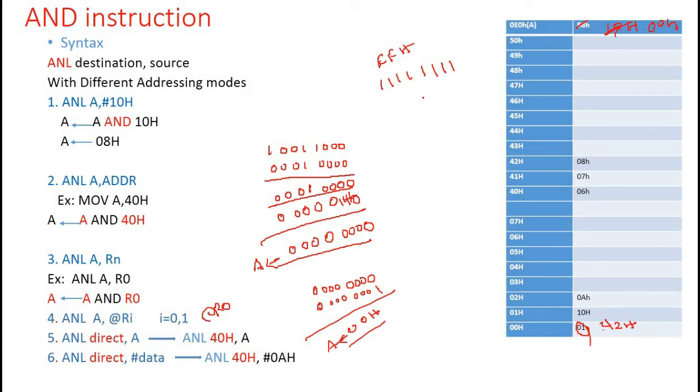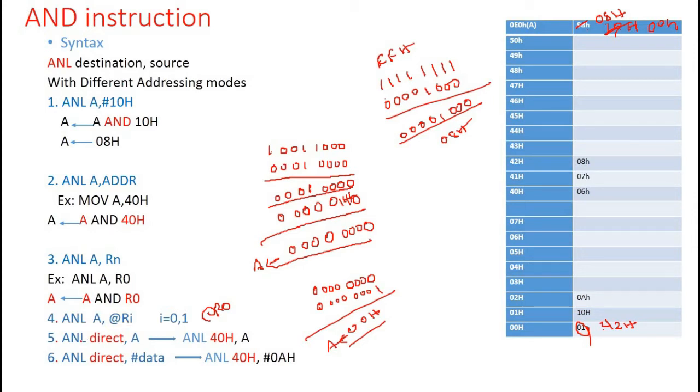In 42H, the data present is 08H, and 08 is represented as 00001000, and the answer is 00001000, that is 08H. So this 08H will be stored in the accumulator. Remember that in the indirect register addressing mode, the register acts as a pointer.